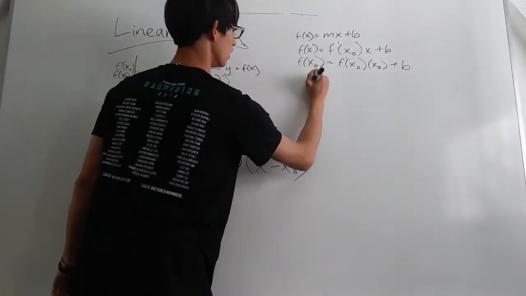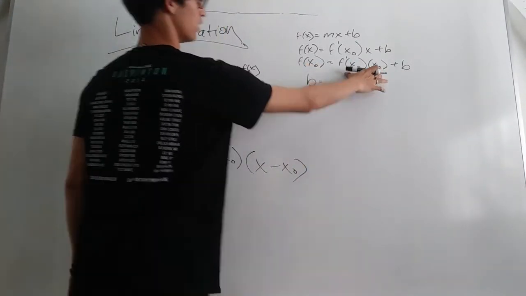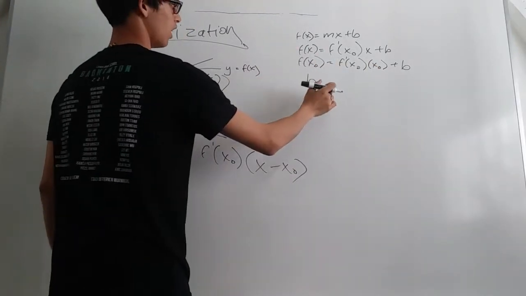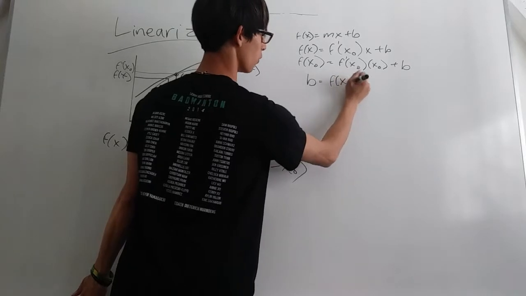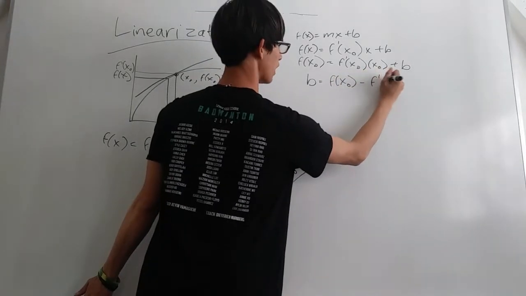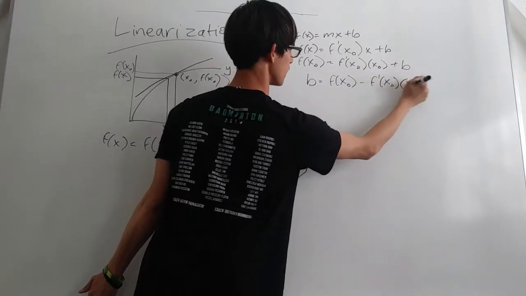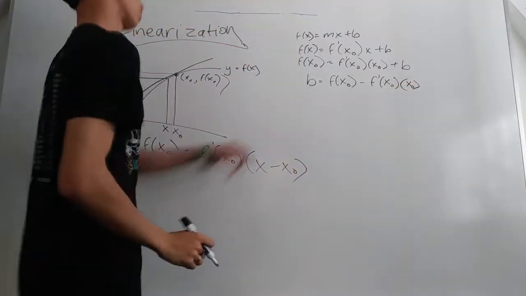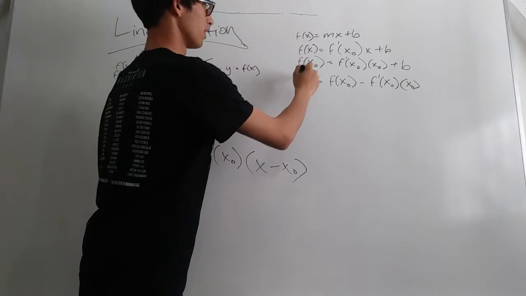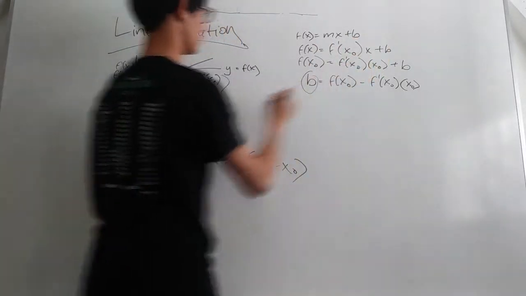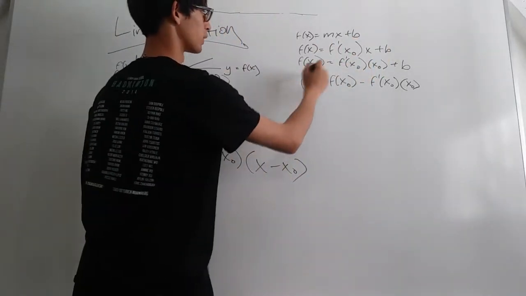If we subtract over to this side, I'm going to write b on this side so that it's easier to see. That gives you f(x0) minus f prime(x0) times x0, and that just gives you b. From here, we have b and we have all of this for the equation of that line, so we can plug that into here.